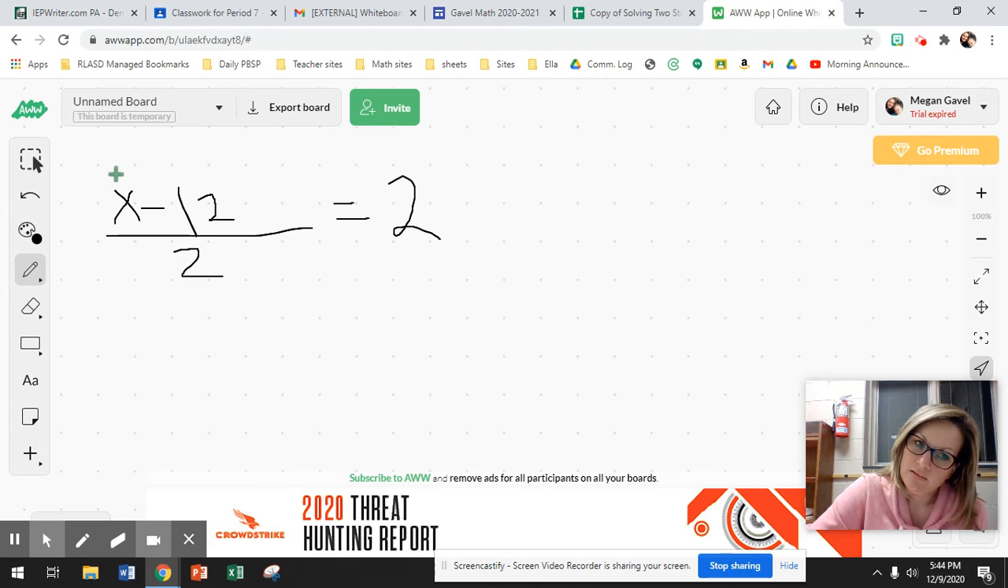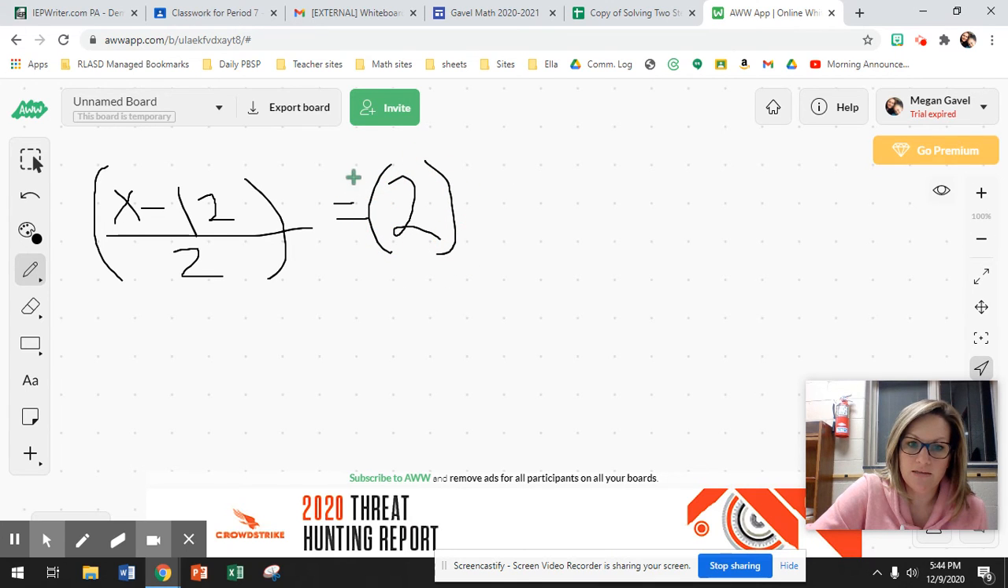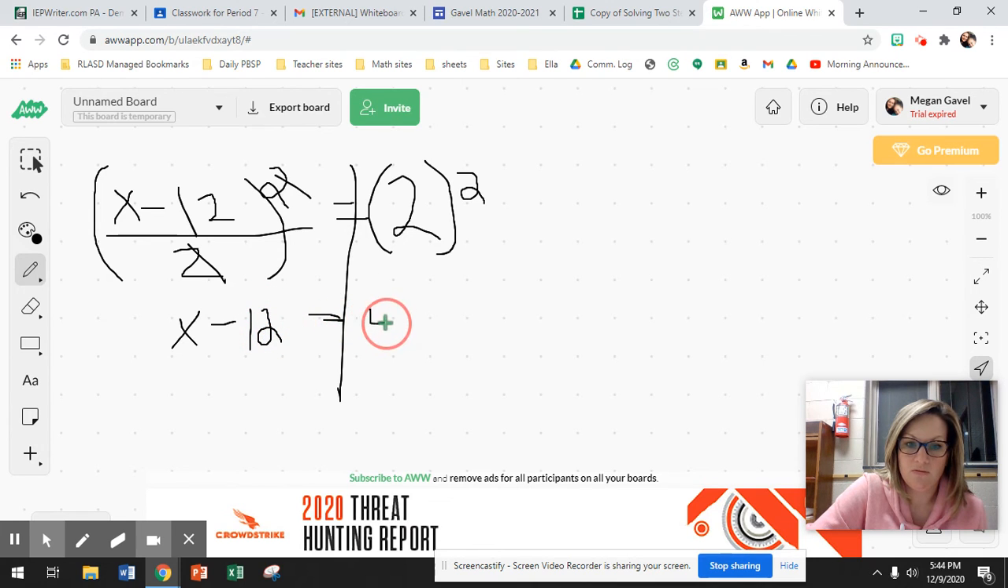Well, I know I'm dividing. The opposite of division is multiplication. So I need to multiply both sides by 2. That's going to cancel this out, leaving us with x minus 12 equals 4.